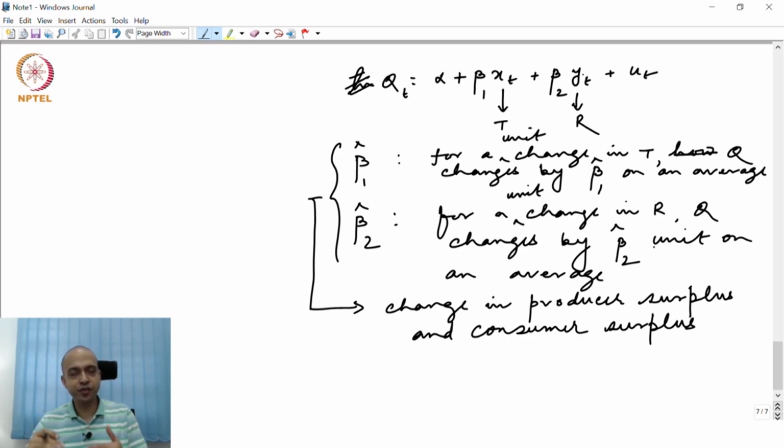Different approaches have different merits and demerits. Some approaches can capture both use value and non-use value. Some approaches can capture only use value, not the non-use value. Some approaches may suffer from hypothetical bias. Some approaches may not suffer from hypothetical bias. So we need to understand clearly in our mind what the pros and cons of different approaches are, and then we need to apply a suitable model depending on the context. Thank you.